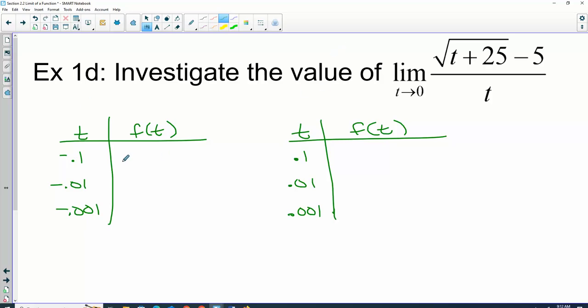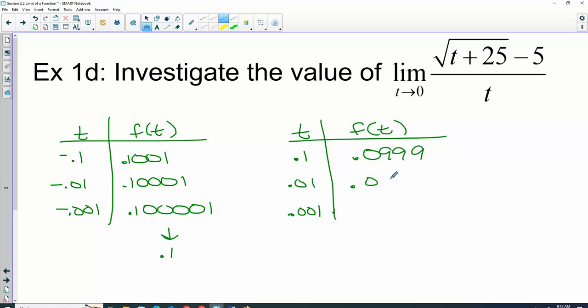Hannah, what did you get? 0.1001. Toby? 0.1000. Cole? 0.100001. All right, so I'm assuming this probably had a 1 there. Can we see what these are approaching? 0.1. All right. Tanner? 0.0919. Bryson? 0.09999. 0.099999. So what's that approaching? 0.1. So we're still getting 0.1.